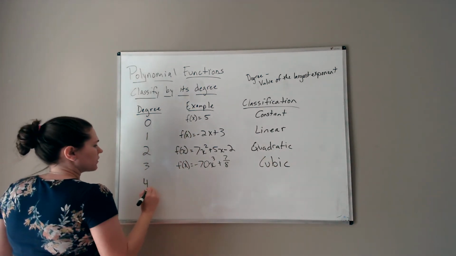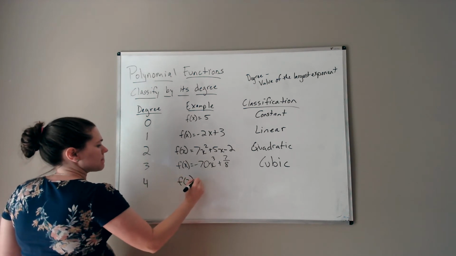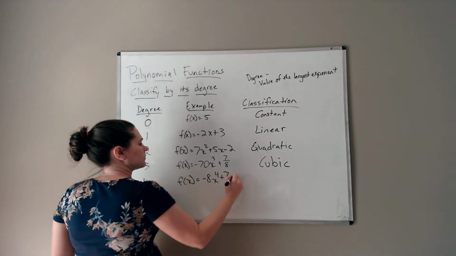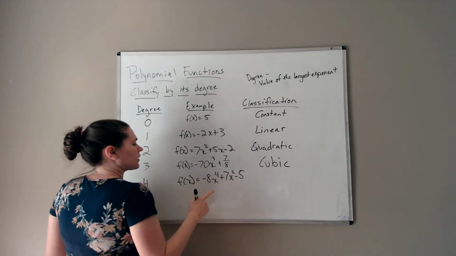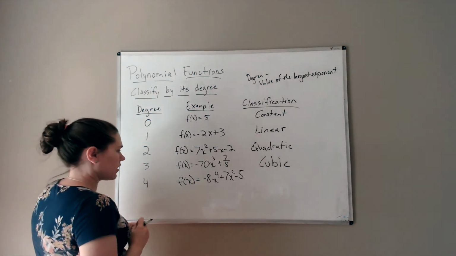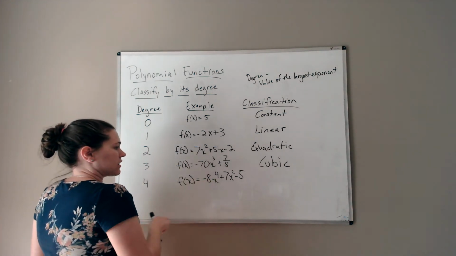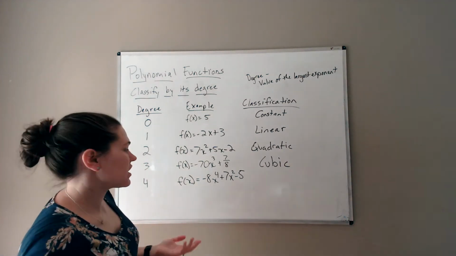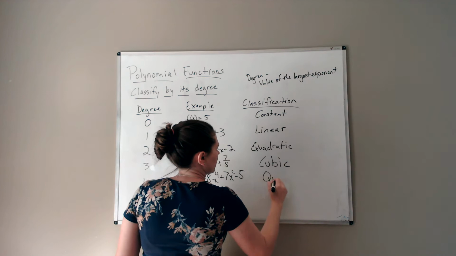Okay, a fourth degree. Okay, so notice the largest exponent is 4. Therefore, it's degree 4. Remember, degree is the value of the largest exponent. This is called a quartic.